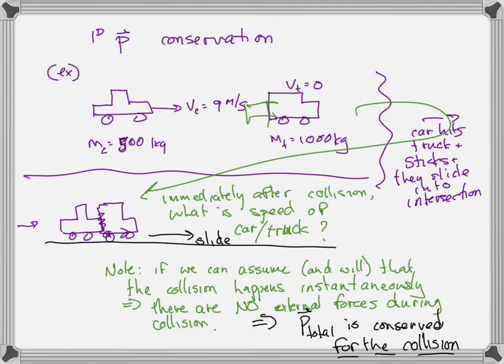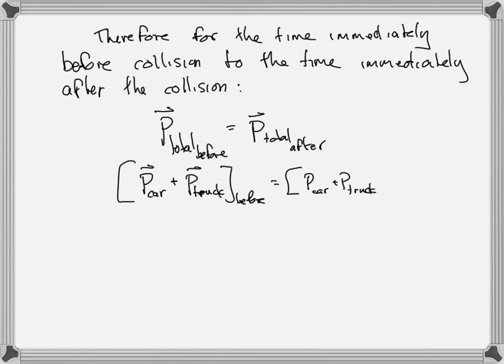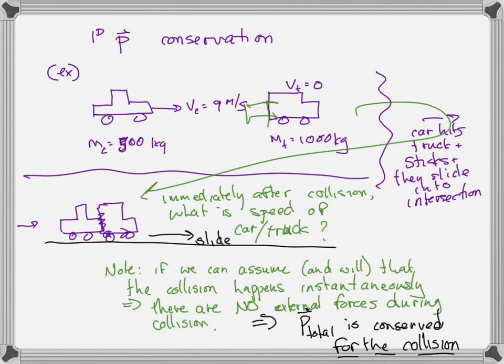So, how do we solve this problem? We can say that from the time immediately before the collision to the time immediately after the collision, the momentum is conserved. That means that the total momentum before the collision is equal to the total momentum after the collision. So the total momentum is the momentum of the car, remember, these are vectors, plus the momentum of the truck before the collision. And that is equal to the momentum of the car plus the momentum of the truck after the collision. So we have to evaluate these in order to figure out what is the speed of the car and truck after the collision.